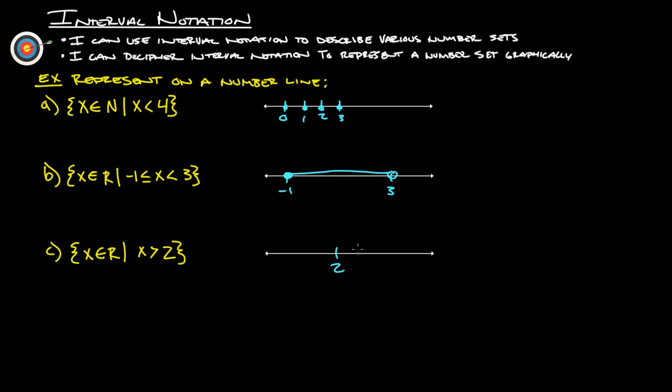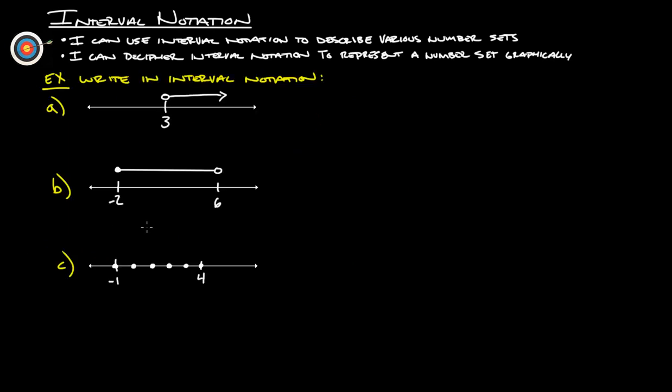Okay. C, x is an element of the real numbers such that x is greater than 2. So let's put 2 on there. Not equal to, just greater than, and it's everything that's greater than, so we'll put a line going to the right and an arrow. All right. Let's look at another example here.